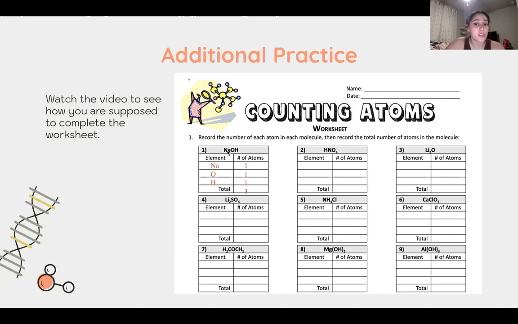So I have Na, which I have right here. I have oxygen, which I have right here. And I have hydrogen, which I have right there. So I have 3 here. I should have 3 capital letters: 1, 2, 3. There's not a subscript, so I'm going to assume Na has 1. I'm going to assume oxygen has 1, and hydrogen has 1 as well. As I add all three of those together, I get a total of 3 total atoms. You guys will work through 1 through 9 independently and submit it on Google Classroom whenever you are done.